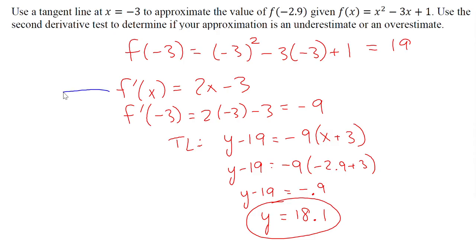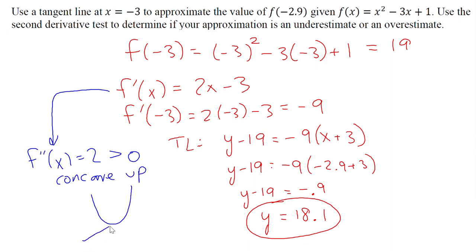concave down. So our first derivative was 2x minus 3. Our second derivative is just going to be 2, no matter what, for any x value. So 2 is greater than 0. Tells me this function is concave up. And again, if the function is concave up and you have a tangent line, that tangent line is going to be an underestimate.